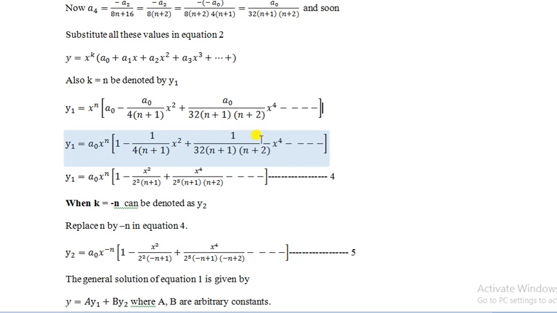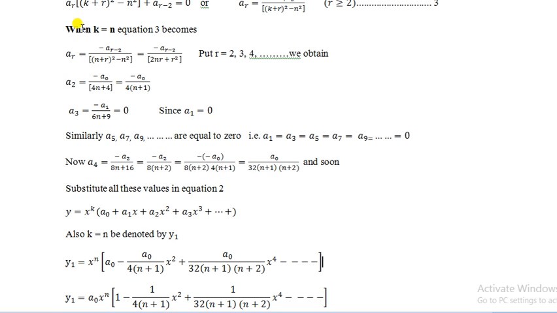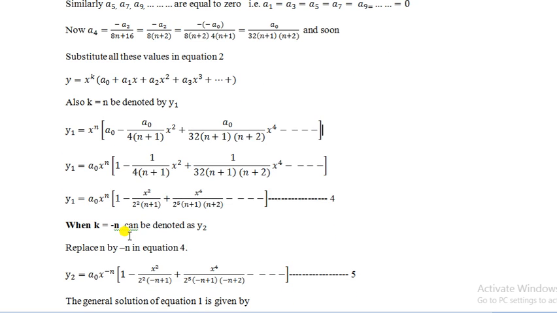So again we express this term as a naught x raised to n into 1 minus x square divided by, so 4 is denoted as 2 square into (n plus 1), and 32 is denoted as 2 raised to 5. So 2 raised to 5 becomes 32, into (n plus 1)(n plus 2). So this uses equation number 4 when k is equal to plus n. Now we are using k is equal to minus n.